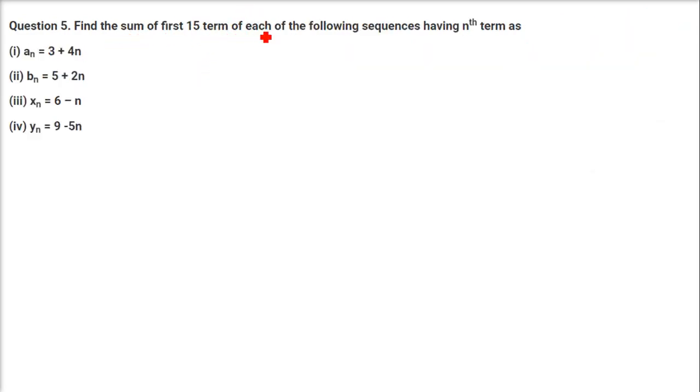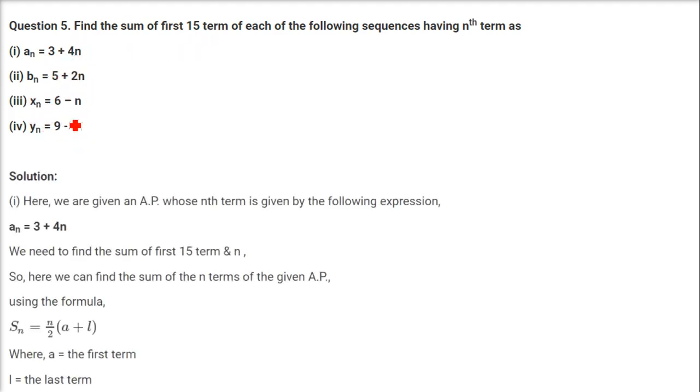Find the sum of the first 15 terms of each of the following sequences having the nth term as given. So the nth term is given and we need the first 15 terms. All of these will be solved in the same way, so I am taking the first one. How are we going to do this? The sum of the first 15 terms, a_n is given, so S15 we have to find out. S15 will be what?